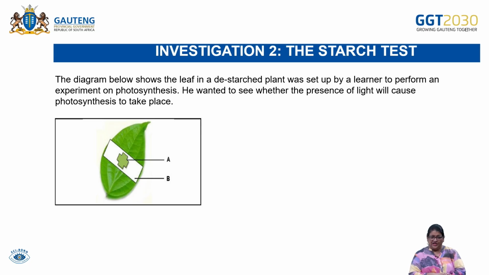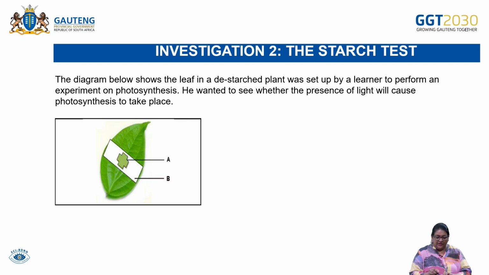So now here is an experiment, learners. This is where a plant was firstly de-starched, placed in a dark cupboard. Okay, all the starch was used up. Now the scientist wanted to investigate. I want to check whether light is necessary for photosynthesis.